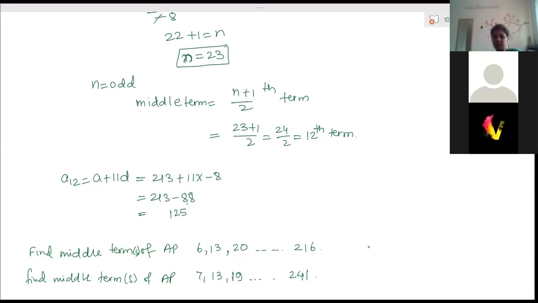Sorry, ma'am, n is 31, yeah, n is 31 and the middle term is 16. Sixteenth term, but you have to calculate the 16th term. 16 is a position. You have to calculate the term.